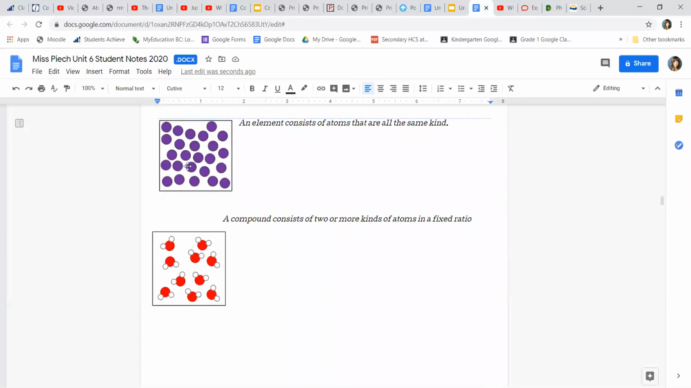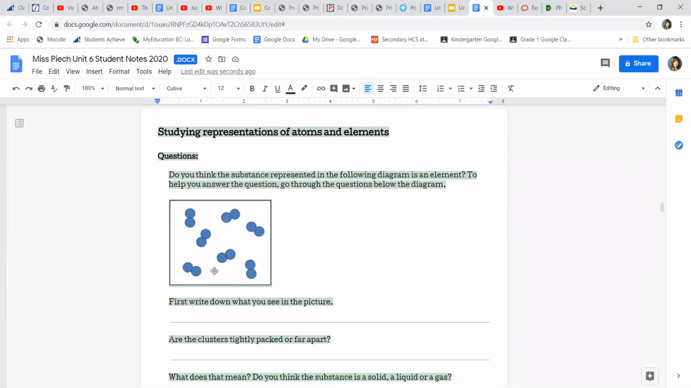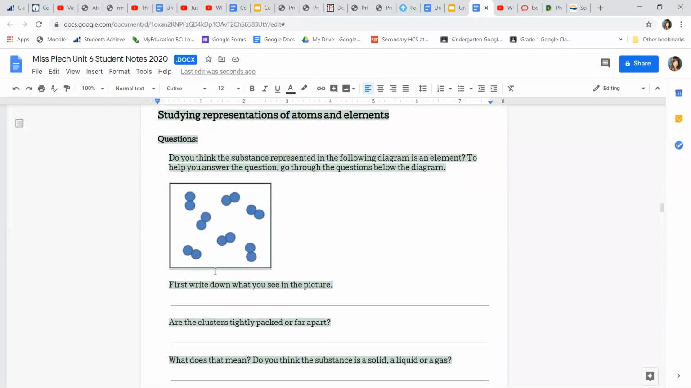So just recapping here, elements have atoms that are all of the same kind within that element, whereas a compound has 2 or more different kinds of atoms in fixed ratios like this. So we have it here where we're going to try to figure out what this is. We're looking at representations of atoms and elements. And I want you to see what you can figure out with this.